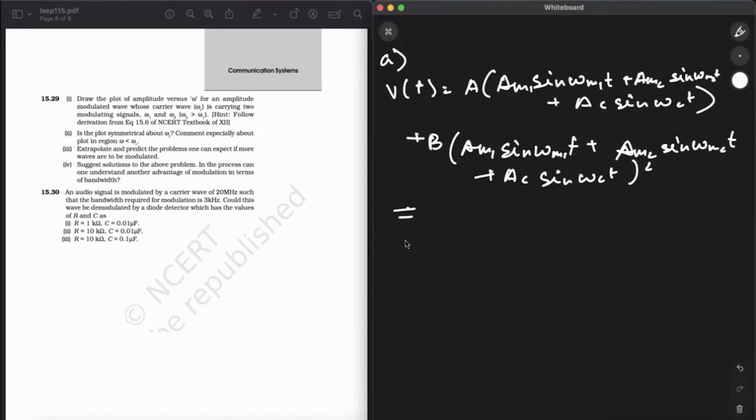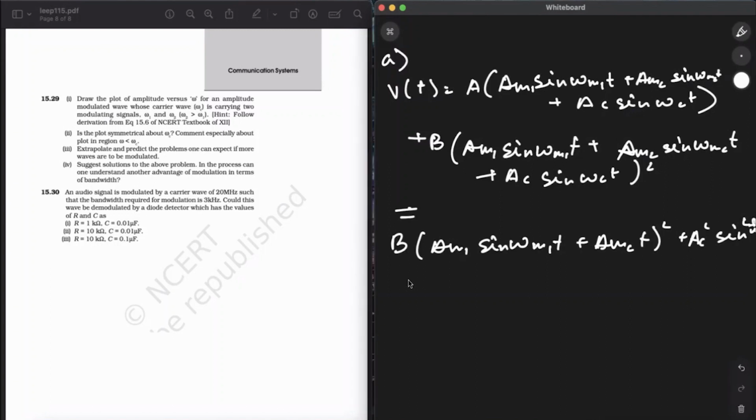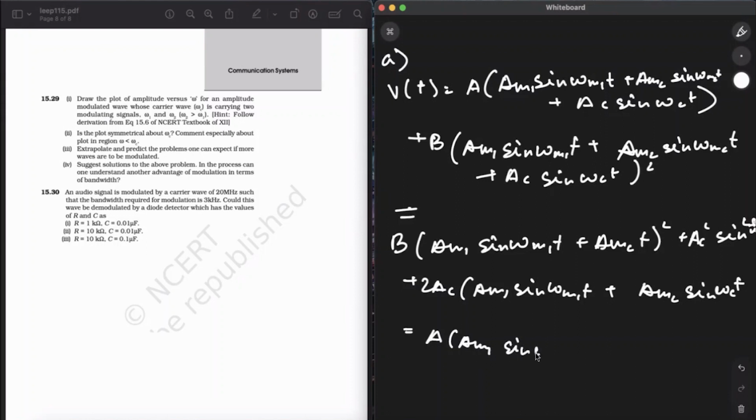So आगे बोलूँगा B A m1 sine omega m1 t plus A m2 sine omega m2 t का whole square plus AC का square sine square omega ct plus 2AC (A m1 sine omega m1 t plus A m2 sine omega m2 t) sine omega ct. Alright, and moving onwards, B के लिए हो गया. Then A m1 sine omega m1 t plus A m2 sine omega m2 t plus AC sine omega ct फिर से sine omega ct. और B के लिए तो changes आ रहे हैं.